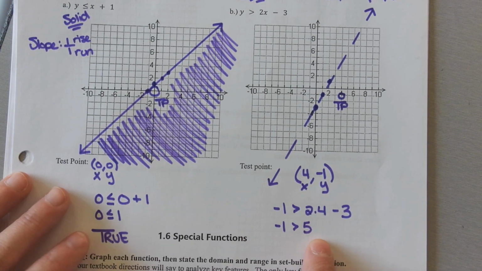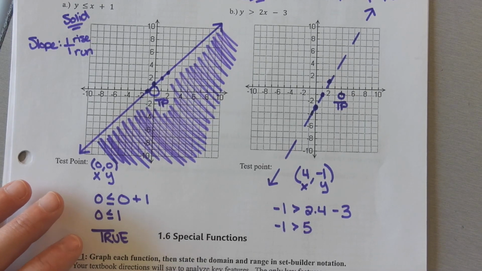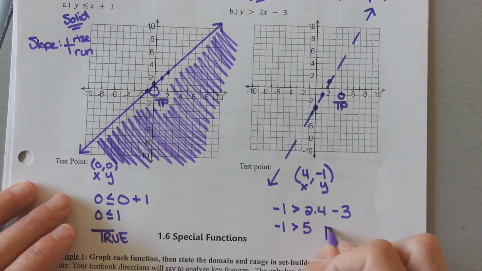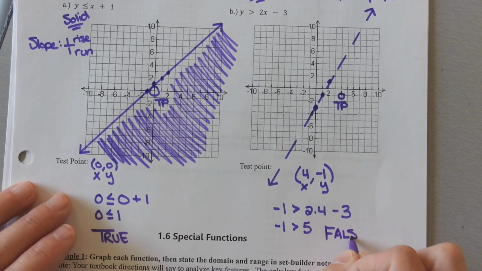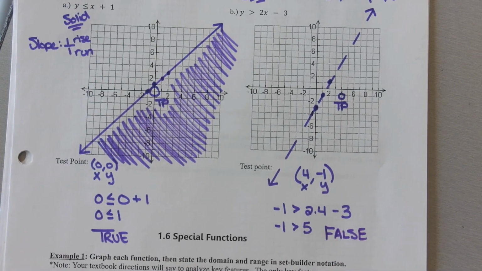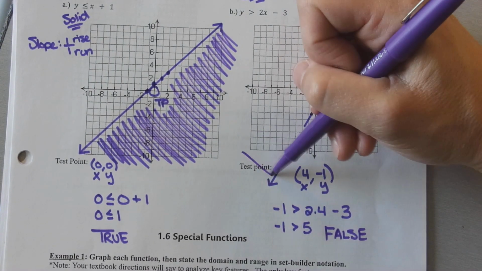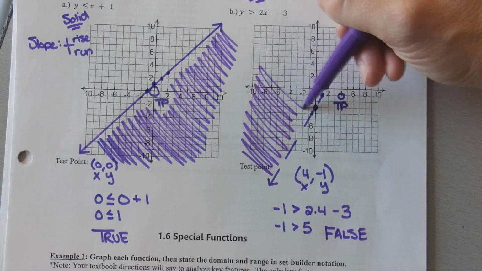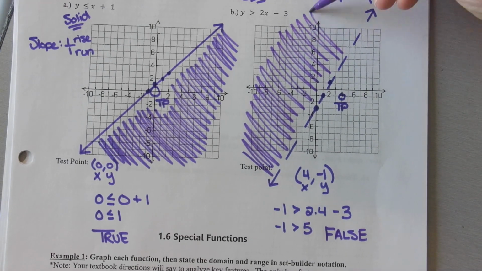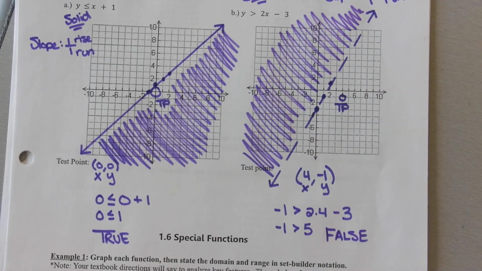Okay, let's look at our statement. Is -1 bigger than 5? No, that is false. So should I shade where the test point lived? No, I should not. I should shade in the opposite area. So the test point did not work, so I'm going to shade on the opposite part of my graph.